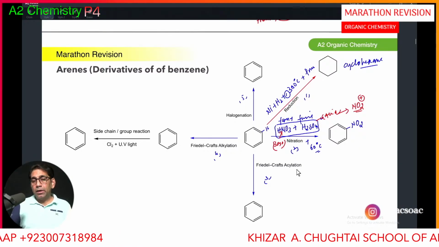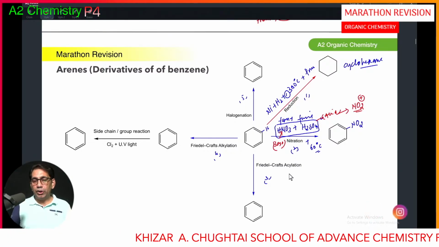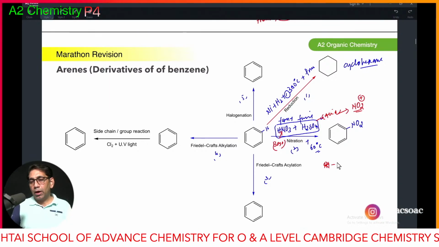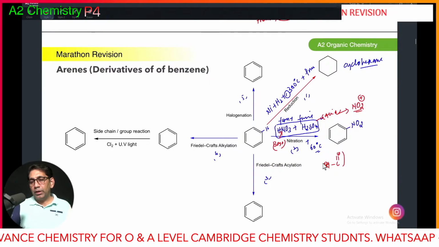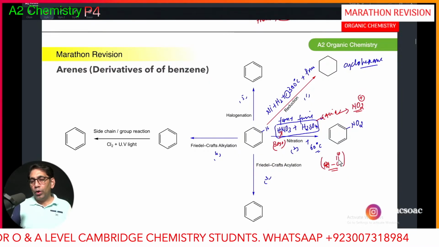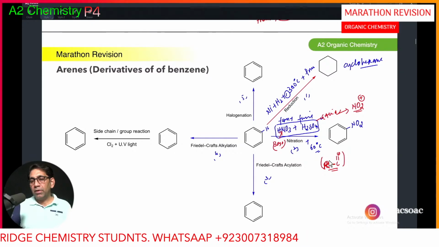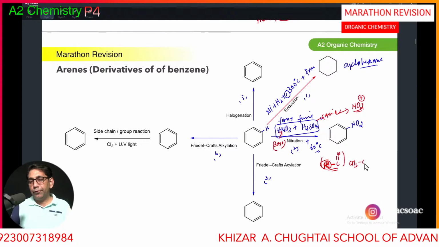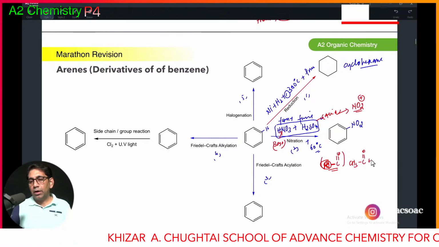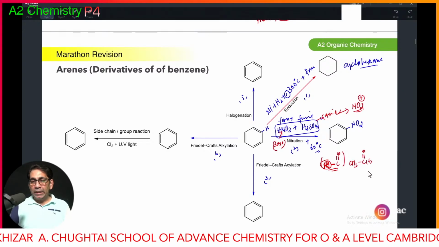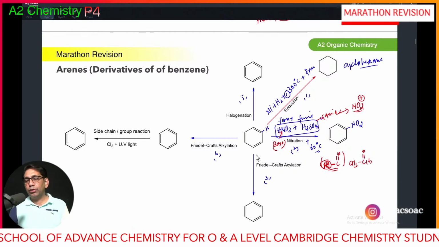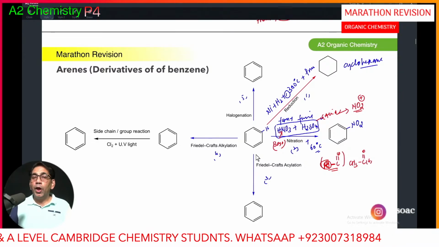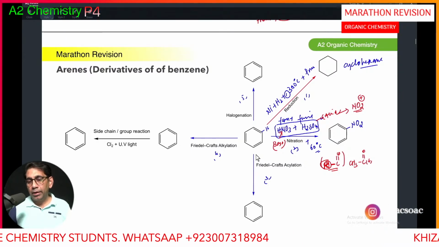Now the next thing is Friedel-Crafts acylation. This group is generally called an acyl group. I'm going to place R over here. O double bond C, and here must be any carbon, any alkyl group. For example, CH3, this is called acyl or acylium ion. So this group can be attached to the benzene ring without removing its carbon-carbon double bond.